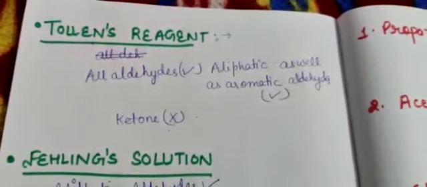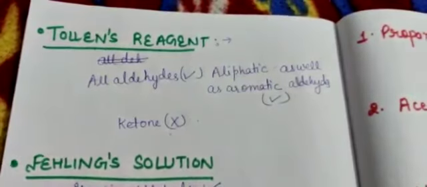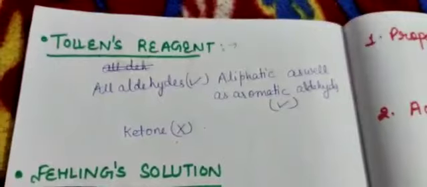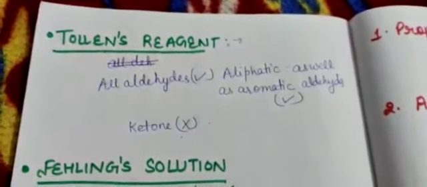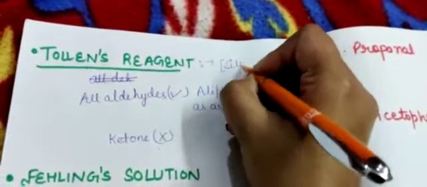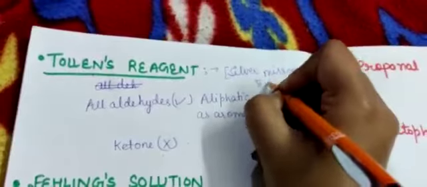Hello students, today we are going to discuss the reagents which are used to distinguish between aldehydes and ketones, right? So we will start first with the Tollens reagent. Actually, Tollens reagent is basically the silver mirror test only. It is also known as the silver mirror test.